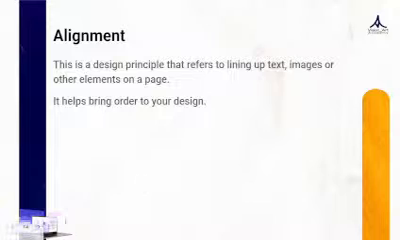So we have alignment. That's the next thing. So alignment, this is a design principle that refers to lining up text, images, or other elements on a page, on how you can bring everything together on a page. You can see that, for instance, this word alignment and this definition are aligned.